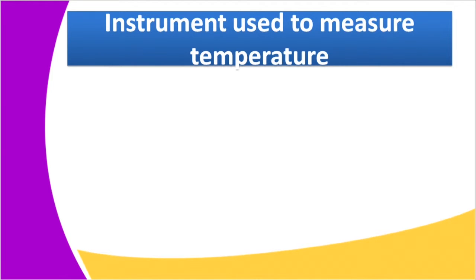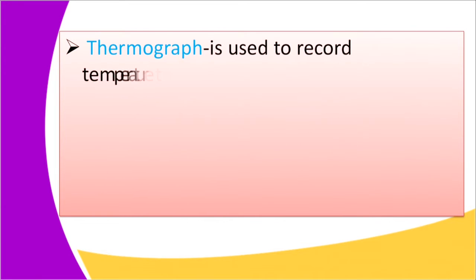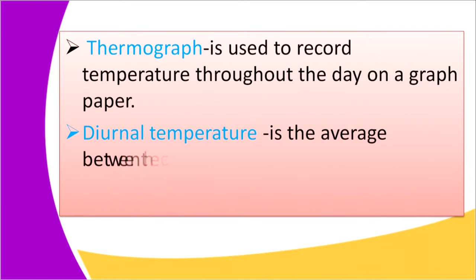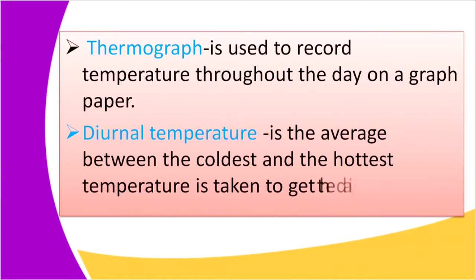The instruments used to measure temperature: we have a six-inch thermometer, and we also have the normal thermometer. A six-inch thermometer will measure the highest and the lowest temperature at the same time. There is also what we call a thermograph. It is used to record temperature throughout the day on graph paper.